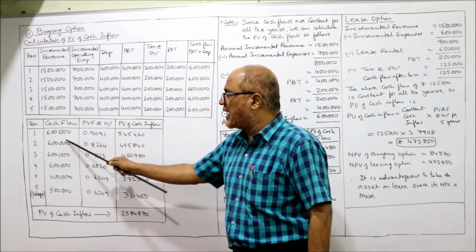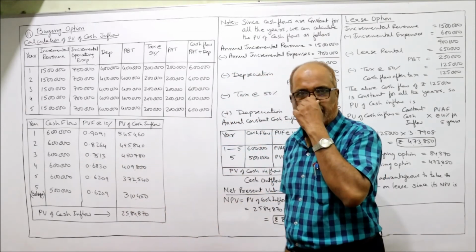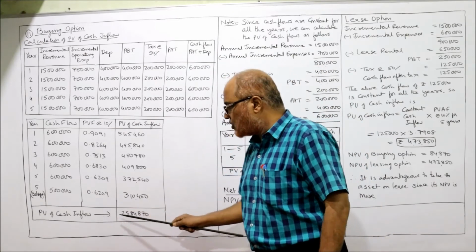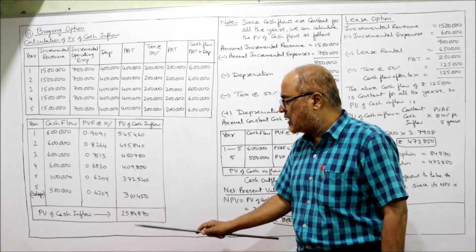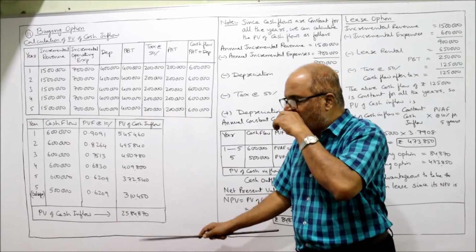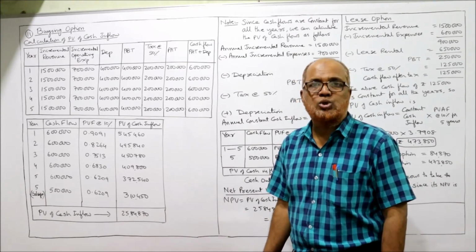Now you multiply the cash inflow with the PV factor, PV of cash inflow. Now take the total. PV of cash inflow is 25,84,870. This is the present value of cash inflows.